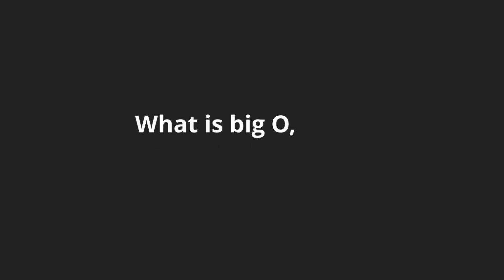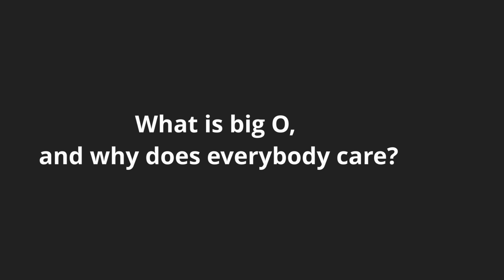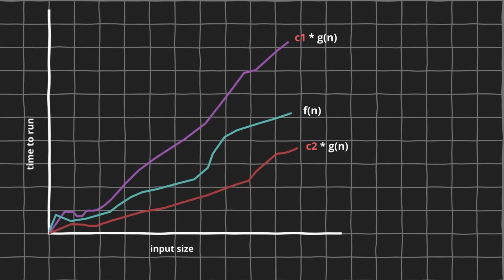So what is big O, and why does everybody care about it? Big O is the exact same thing as big theta. The only difference is we are only concerned with finding a function that is an upper bound for our algorithm. If we can find this, we can say that we've found the worst case running time of our algorithm, because our function f of n is never going to go above the upper bound. And this is why everybody wants to know about it.